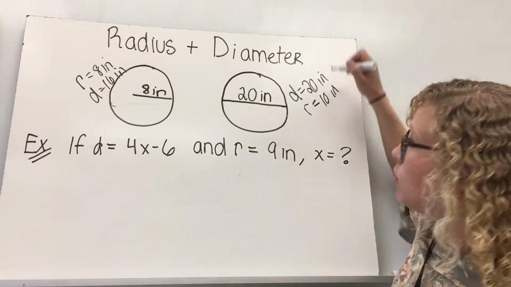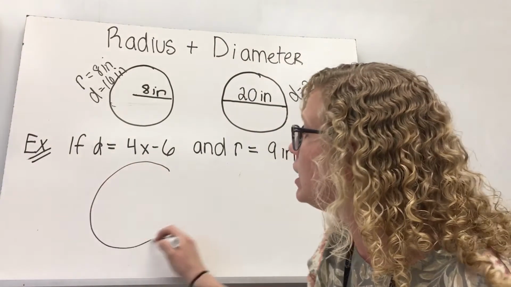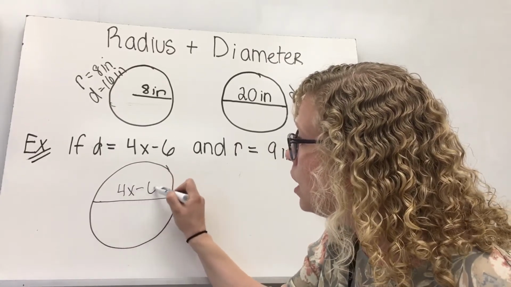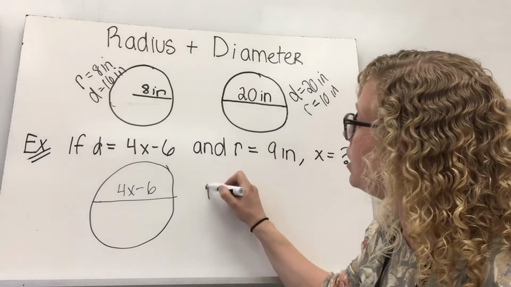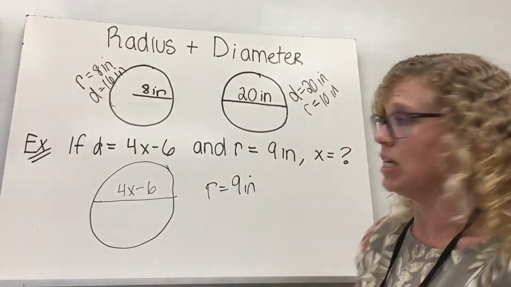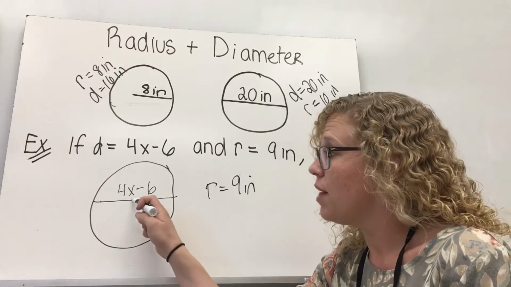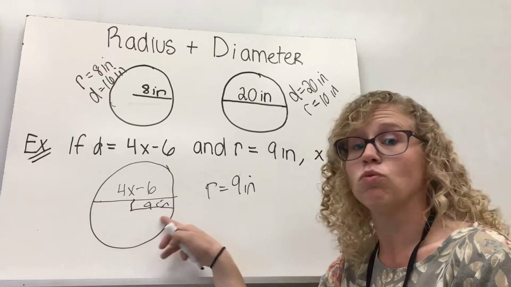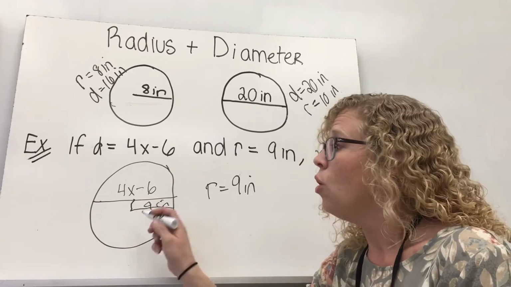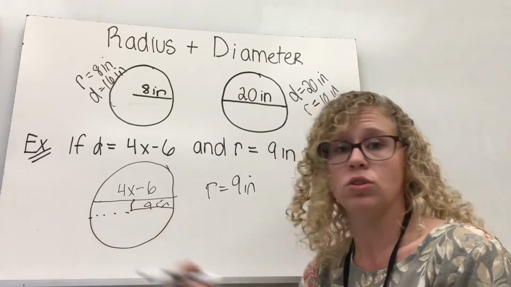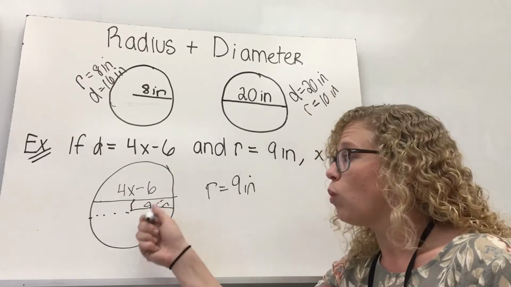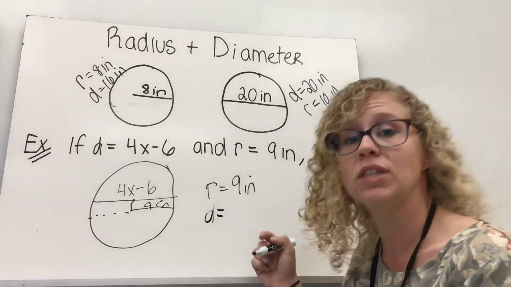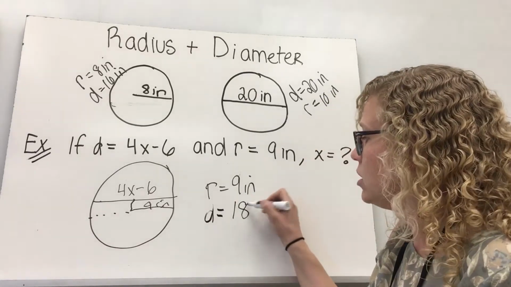Now, sometimes you're going to see that the diameter is an expression. This diameter is equal to 4x minus 6. Now, they're telling us that the radius is equal to 9 inches. So that means that I know that this part is going to be 9 inches. So if I know that the radius is 9 inches, what would the diameter be equal to? Well, the diameter would be twice the radius. If the radius is 9, then we know the diameter would be 2 times 9, or 18 inches.